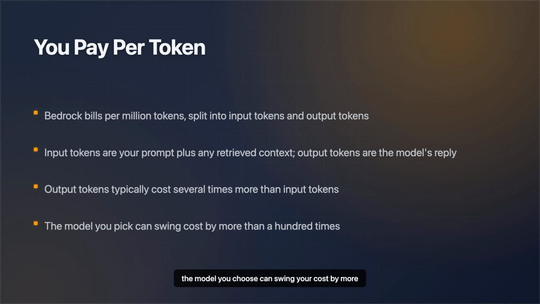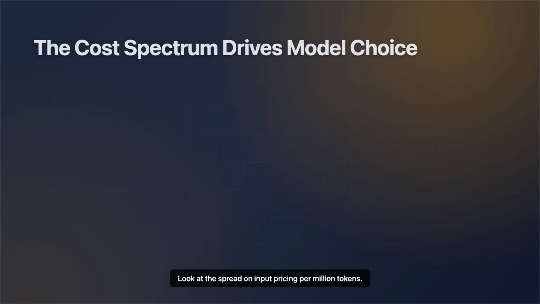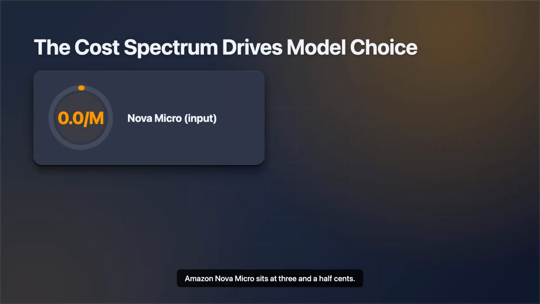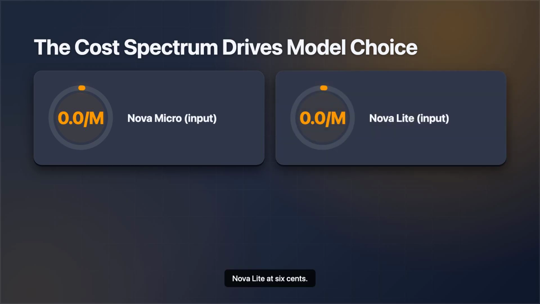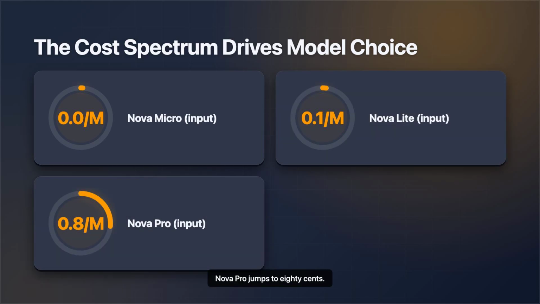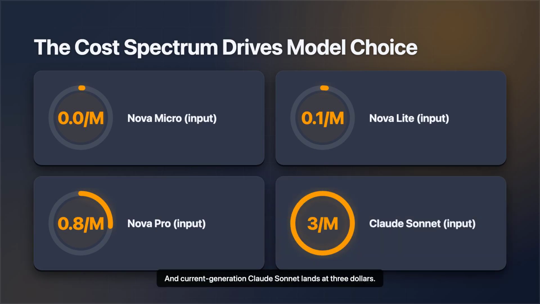The model you choose can swing your costs by more than 100 times for the exact same request. Look at the spread on input pricing per million tokens. Amazon Nova Micro sits at 3.5 cents. Nova Lite at 6 cents. Nova Pro jumps to 80 cents. And current generation Claude Sonnet lands at $3.